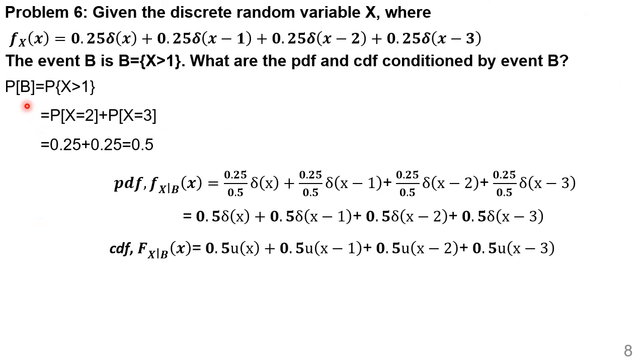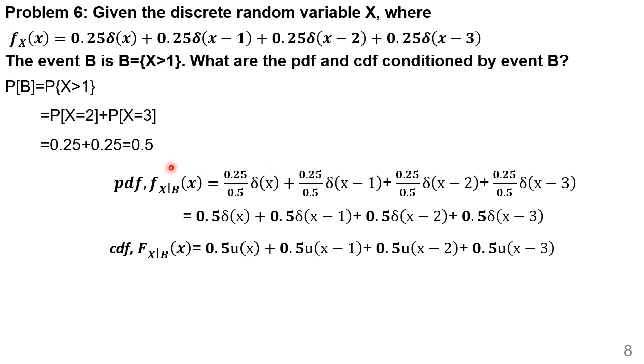And here P(B) is the probability of X greater than 1. For X greater than 1, we have only two values here, 2 and 3. So it is equal to the probability of X equal to 2 plus the probability of X equal to 3. The probability of X equal to 2 is 0.25 and the probability of X equal to 3 is 0.25. So it gives you 0.25 plus 0.25, that is 0.5. Once we know P(B), we can easily find out the PDF f_X|B(x).